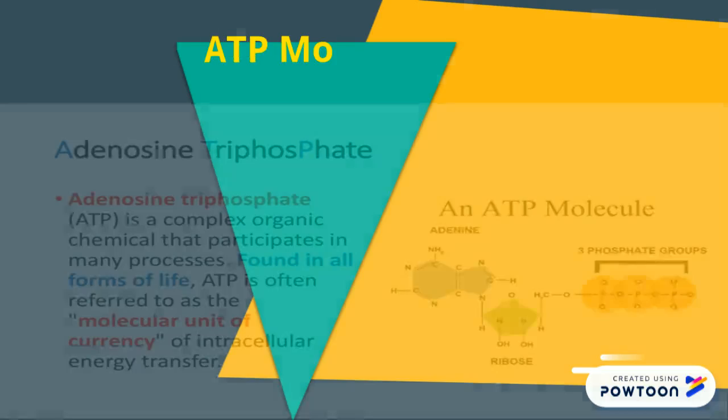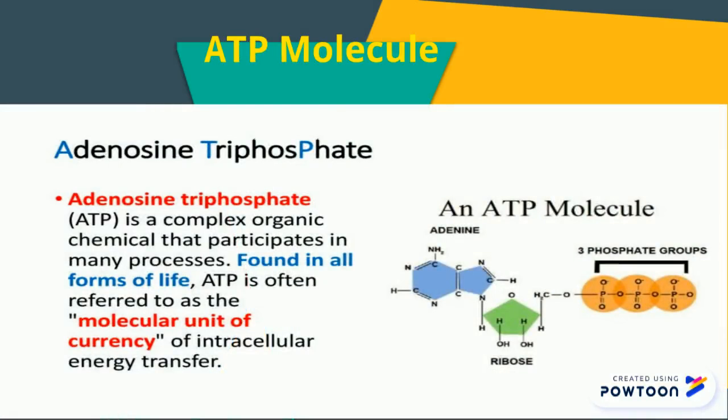An ATP molecule. ATP is a complex organic chemical that participates in many processes found in all forms of life. ATP is often referred to as the molecular unit of currency.